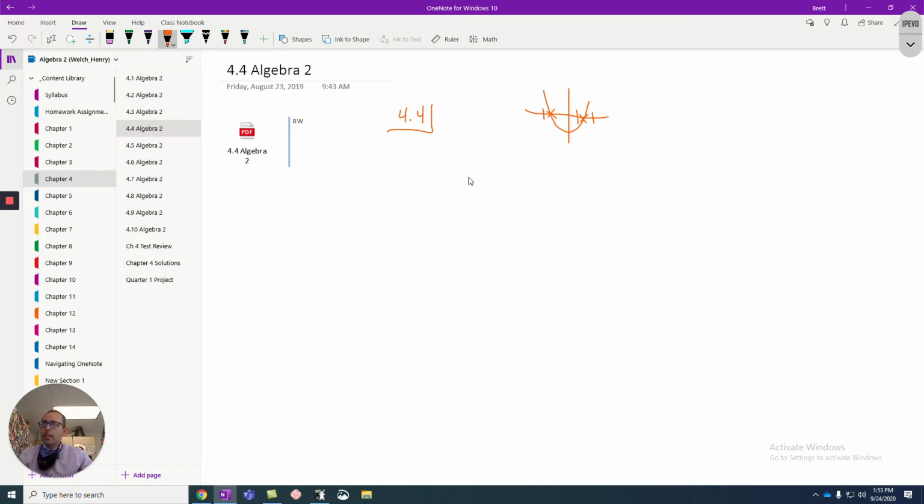The basic idea is that we're dealing with things like 3x squared plus 8x plus 4. I think that'll work. I'm making this up as I go. But it's the concept of how do we factor something like this?